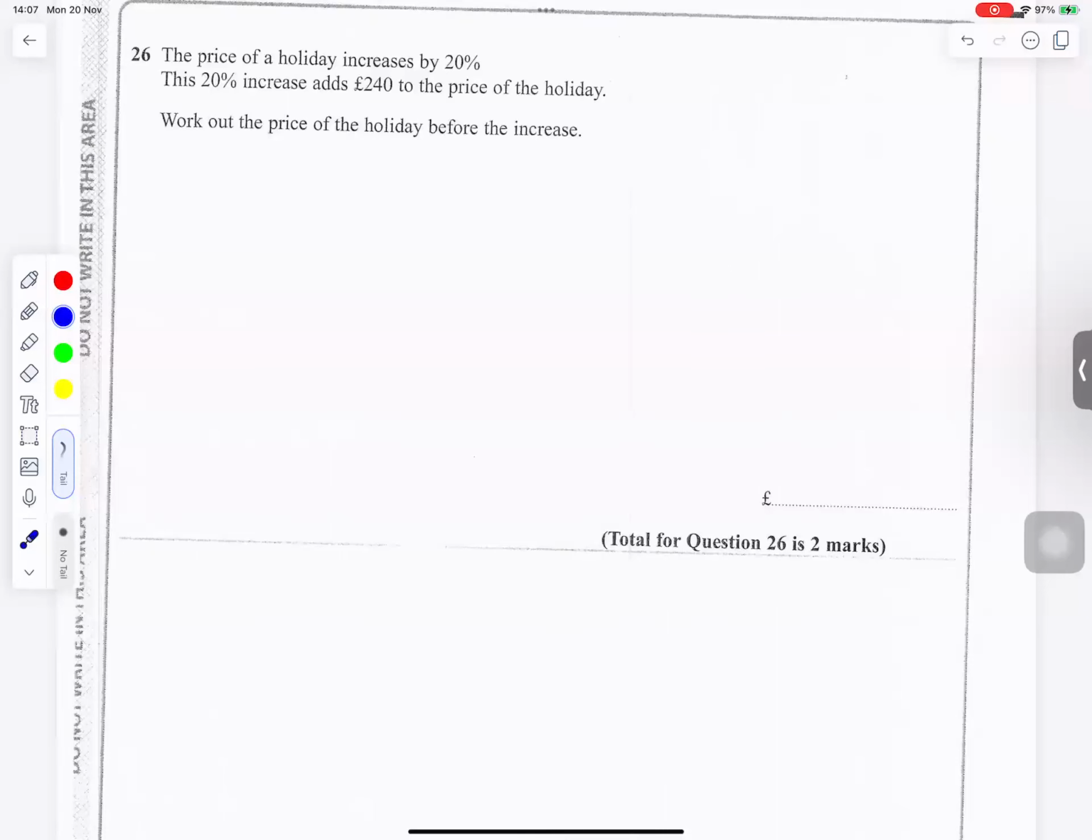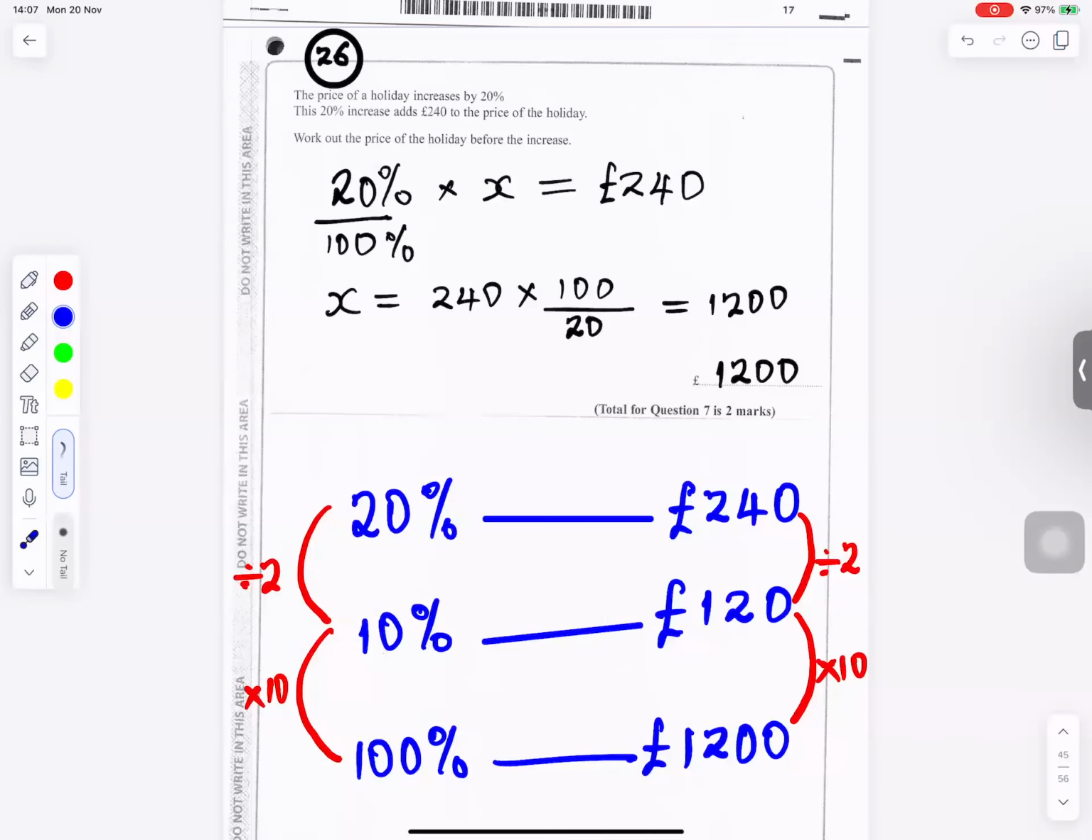Question number 26. We are told 20% of a number X is equal to 240 pounds. To find X, we times by 100 divided by 20, that gives us 1,200. Another way to look at it is 20% is 240 pounds. You divide by 2, you get 10%, which is 120 pounds. So 100% will be 10 times 120, which is 1,200.